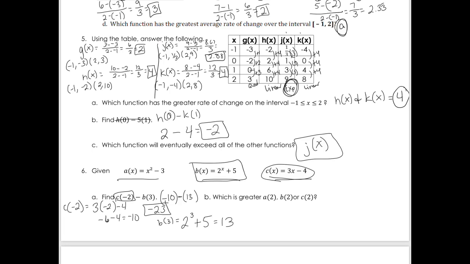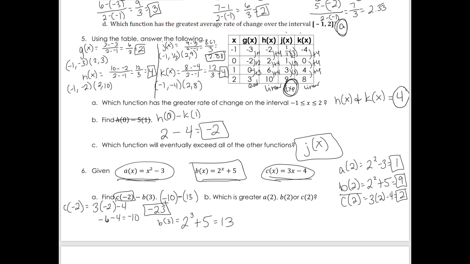Okay. Now, which one's greater? A of 2, B of 2, or C of 2? So we need to find each of those. So A of 2 is, look at my A. So 2 squared minus 3. 2 squared is 4. 4 minus 3 is 1. B of 2, 2 to the 2nd power plus 5, 9. And C of 2 is 3 times 2 minus 4 is 2. So which one is greater? B of 2.